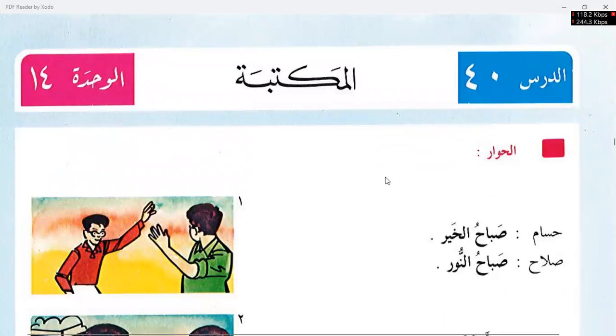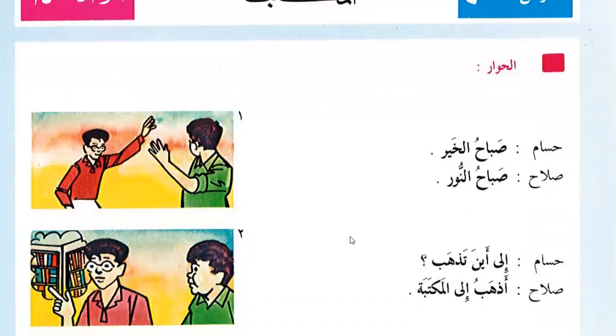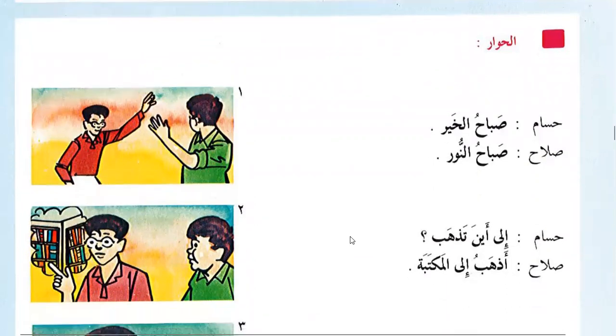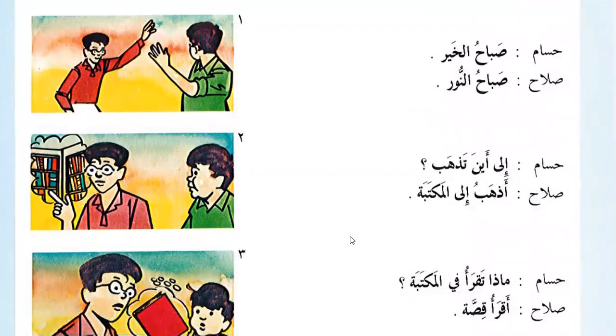Okay, Mr. Jibril Salahuddin, you are Hussam. And Khatija, you are Salah. Hussam: Sabah al-khair. Translation: good morning. Salah: Sabah an-nur. Good morning, morning light. Ila ayna tazhab? Where are you going? Azhabu ila al-maktaba. I'm going to the library.